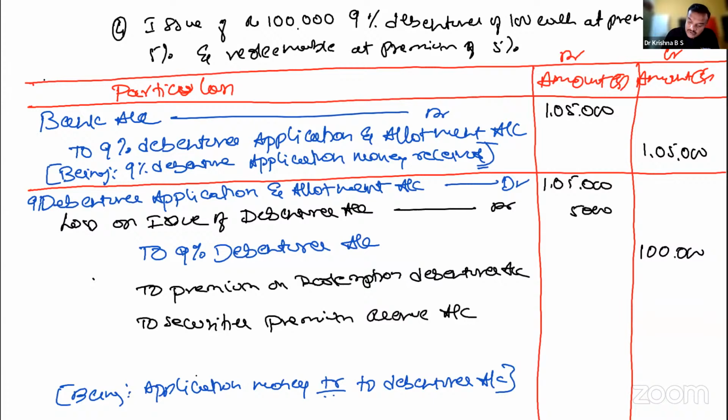When you redeem, you have paid 5,000 extra, write that 5,000. Securities premium reserve: when you issued the debentures, you received at 5% premium. That 5,000 will come here. That's all. Okay. I repeat.